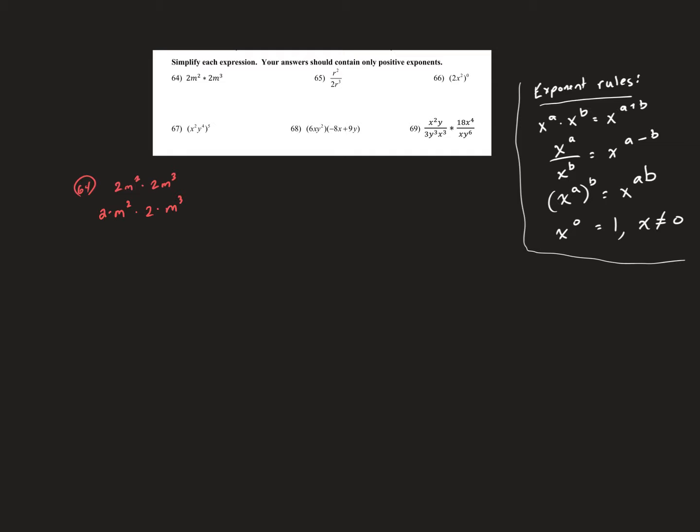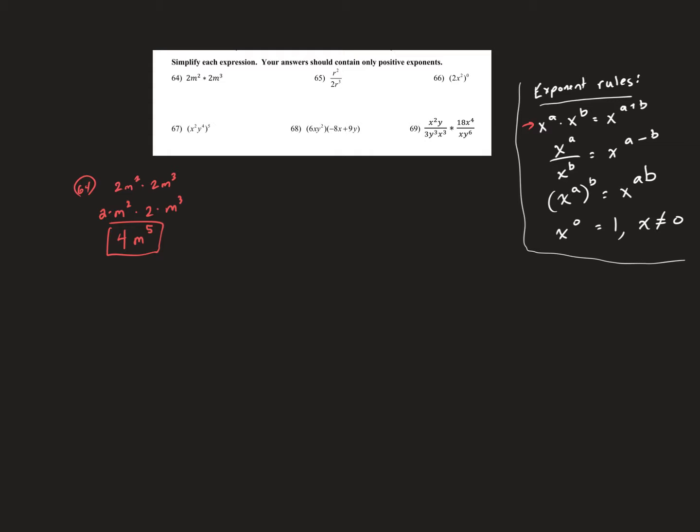And now I can multiply the things together that can be put together. So I've got a 2 and a 2 there. That will give me 4. And m squared times m cubed, those have the same base, m. They're being multiplied. So I would keep the same base and add the exponents, 2 plus 3.